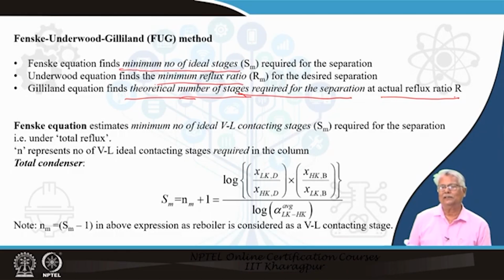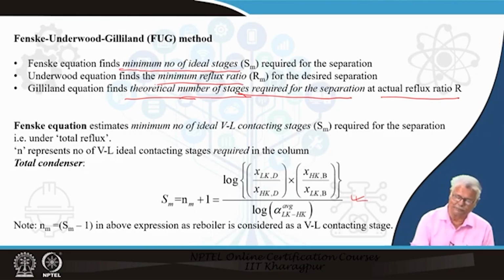Now, we look at the Fenske equation. We have the case of a total condenser given here. Here it says Sm, which is S minimum, the number of minimum theoretical stages required for the separation, is equal to log of something divided by log of alpha. Quite naturally, the number of stages required would depend on the relative volatility. It will also depend on the concentration required in the top and the bottom products of the light and the heavy key. So, this is expectedly a known expression or something like this.